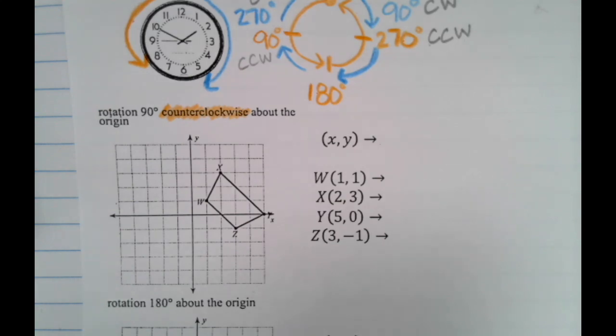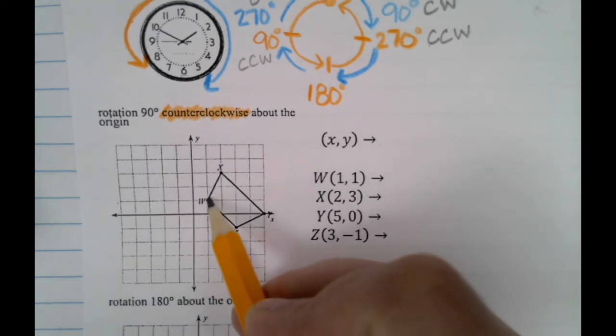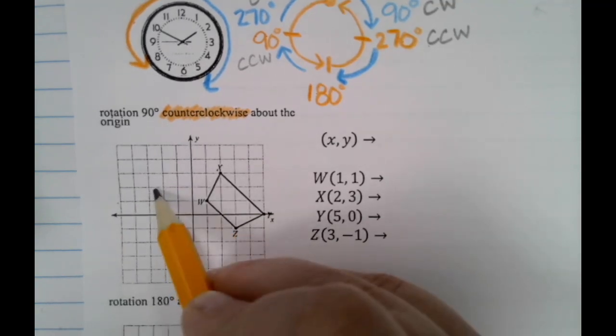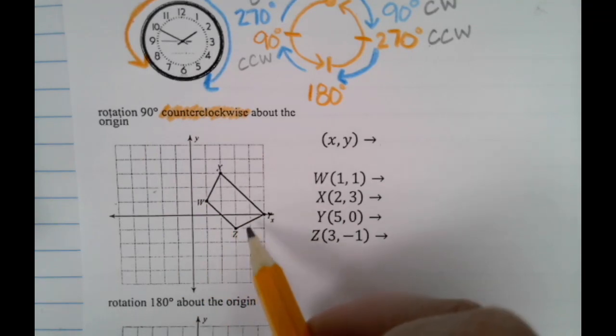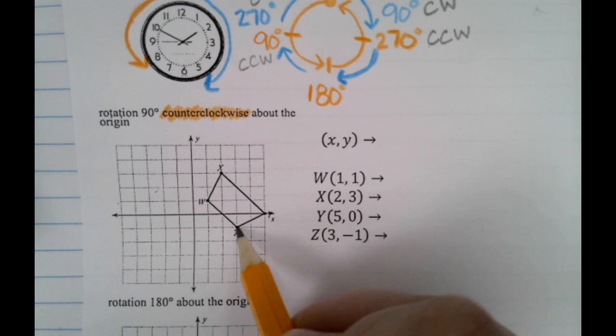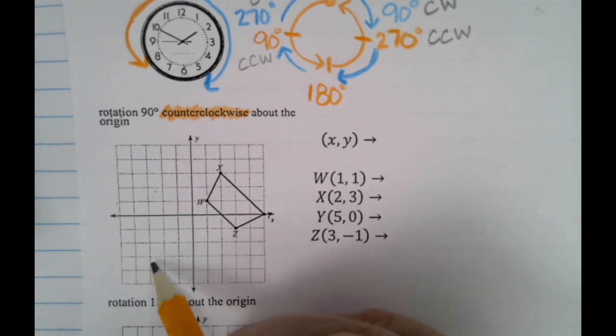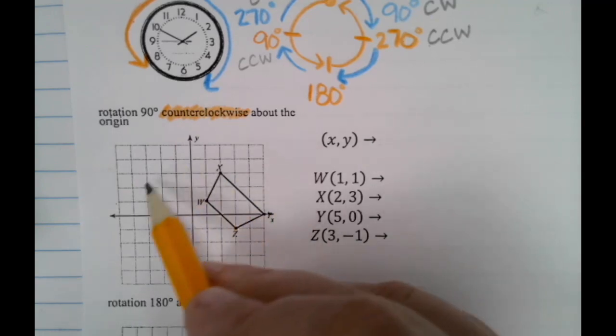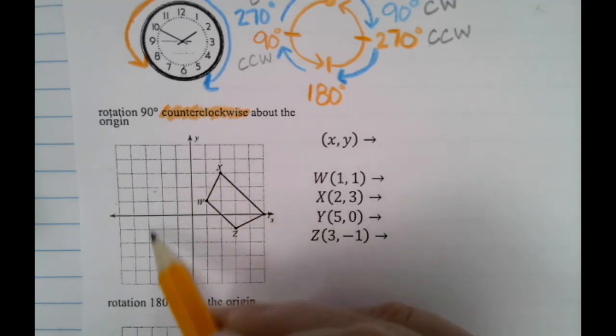So as I move this, W is currently in quadrant 1. If I move it over, which quadrant should it end up in? Quadrant 2. Point Z is in quadrant 4. Where would that move to? It's actually going to move up, because it's all kind of like this circle. It's going in this direction.